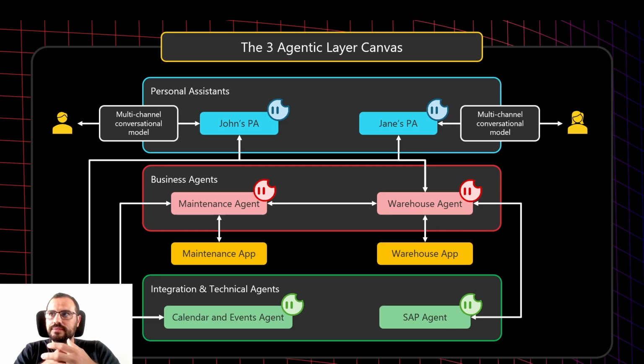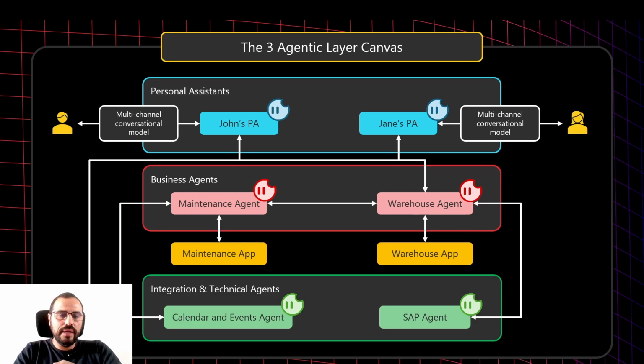So what is this and what is the purpose of this? So the first thing you guys can see is that we have three layers, right? As the name says. So we have the personal assistants, we have the business agents, and we have the integration and the technical agents. For this video today, we are not going to explore the integration and technical agents, so the layer more below. We are going to focus more between the personal assistants and the business agents.